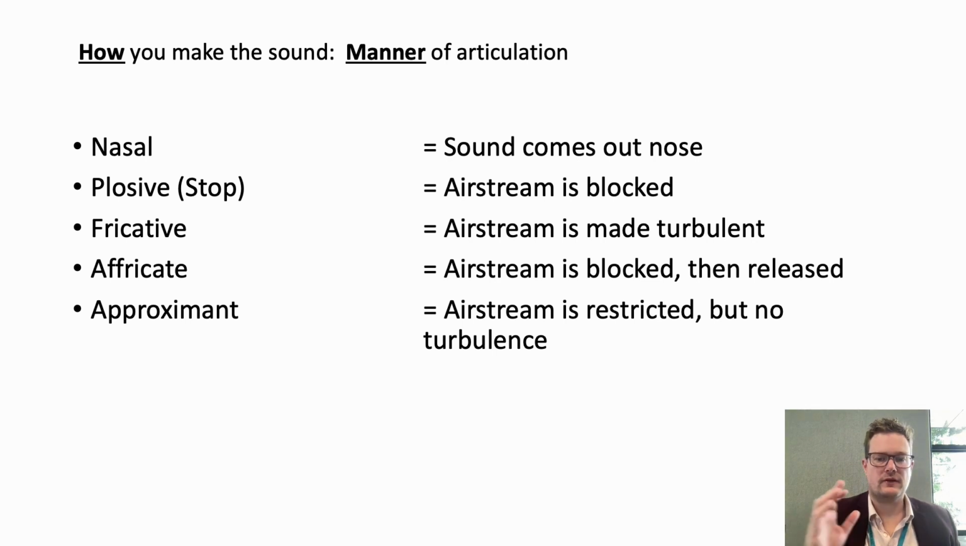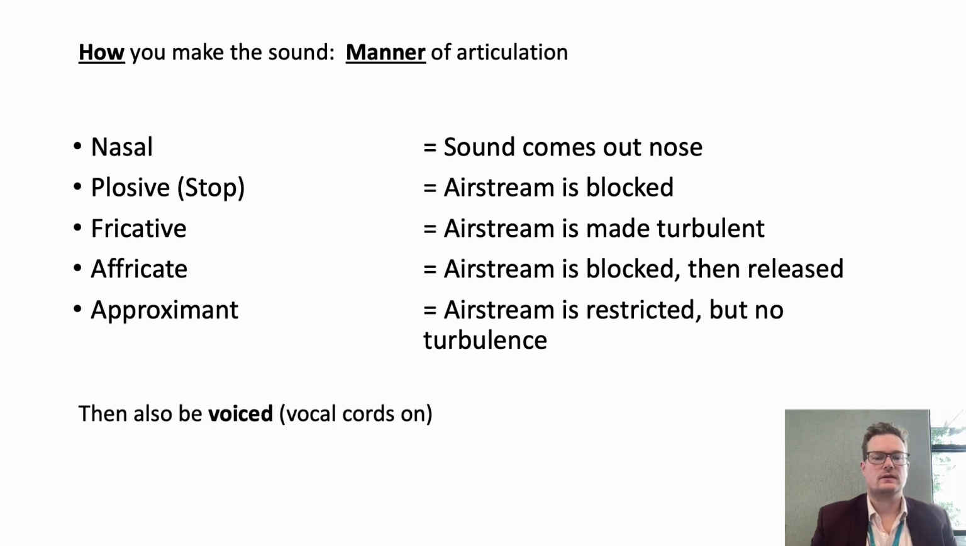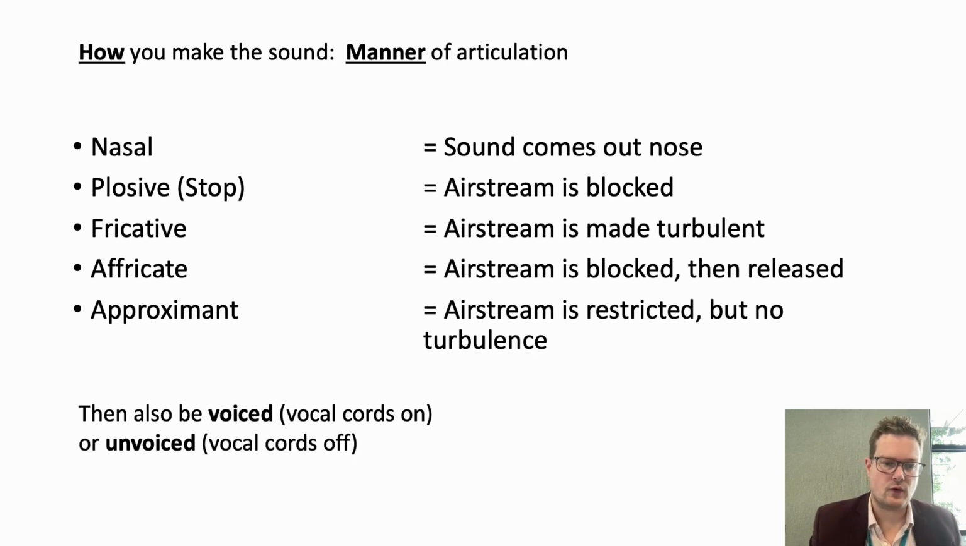Now, so you've got the place of articulation, where you make the sound. You've got the manner of articulation, how you make the sound. You can also talk about with consonants, are they voiced, which is you turn your vocal cords on when you say it, or are they unvoiced, which is you've got your vocal cords off. For example, a voiced consonant is b and d, or g, and then an unvoiced consonant would be p or t or k. So you can hear the differences.